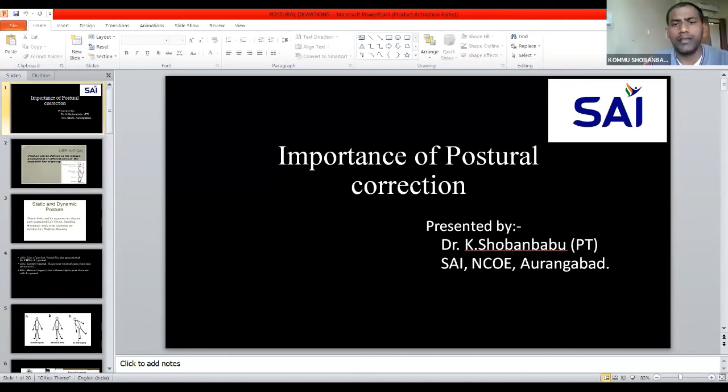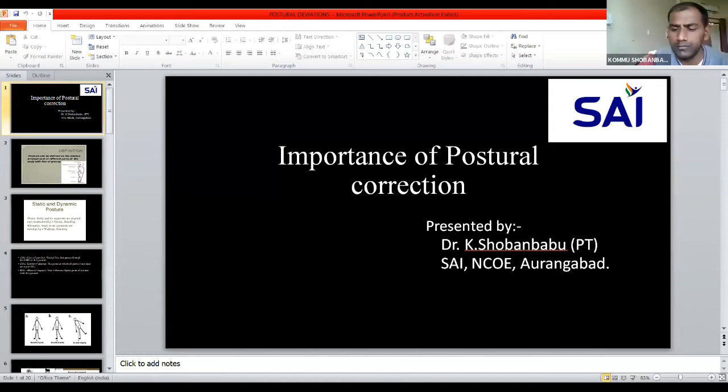The main importance of postural correction is that so many athletes generally have very good fitness, even though a few people have some muscle tightness and less flexibility. For them, it is better to do postural correction. I'm going to start with the normal definition of posture.